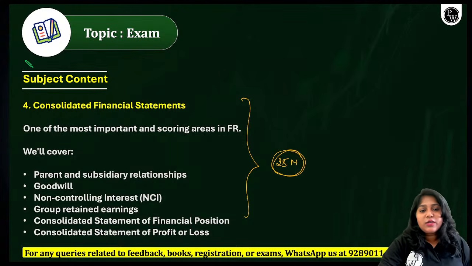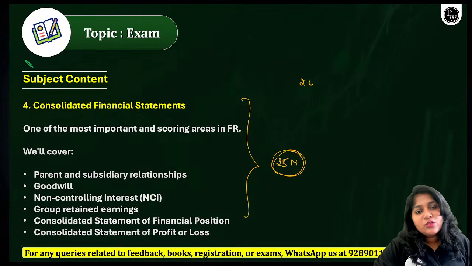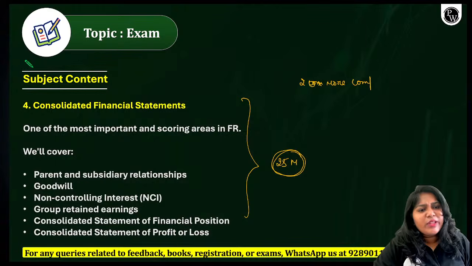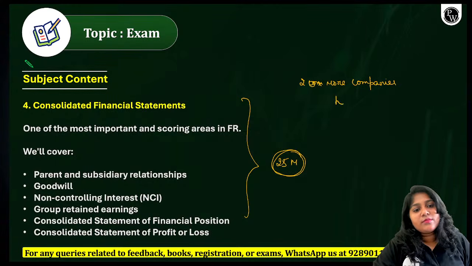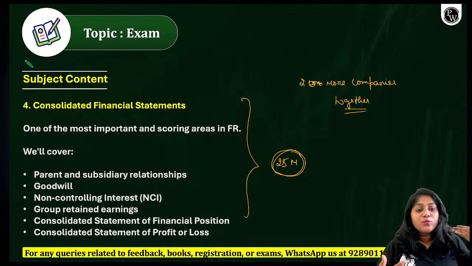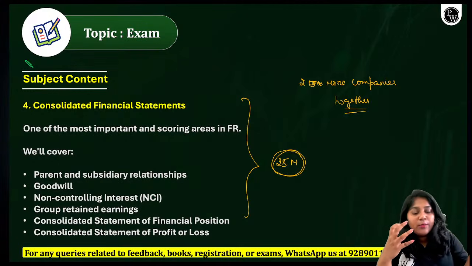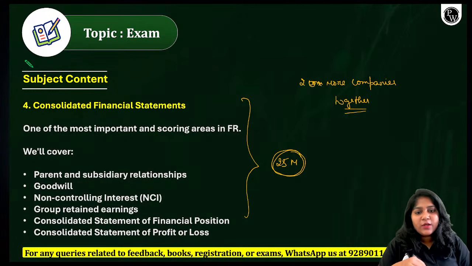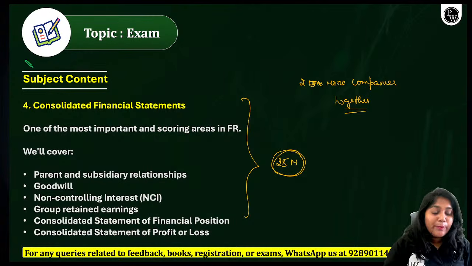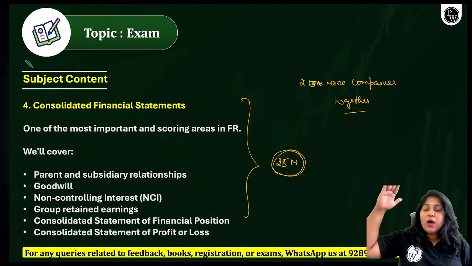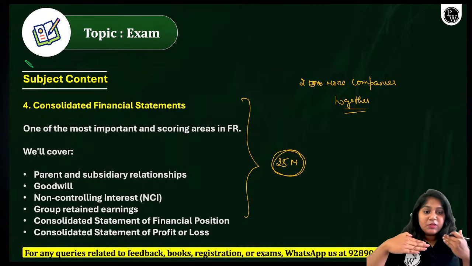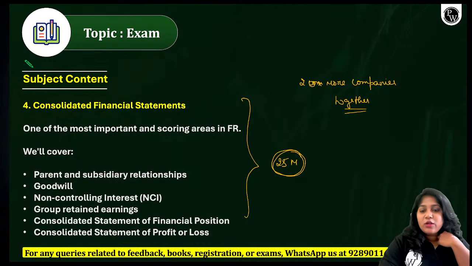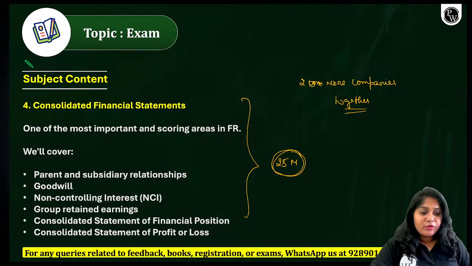I mean, what is consolidation, guys? Two or more companies together. For example, take Tata Group, Reliance Group. See, I'm not saying Tata company, I'm rather using the word Tata Group, Reliance Group. So overall, that is what I'm talking about. This part you can expect to have, and consolidation is important for 25 marks. The moment you are done with the standards and with preparation of single entity financial statements, then you have to go for consolidated financial statements. That is the order that you have to go through.